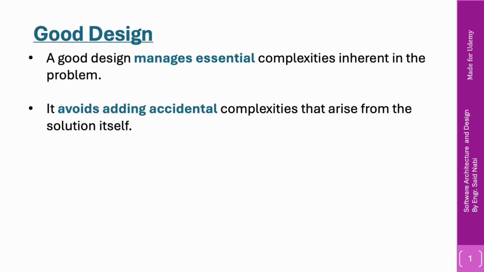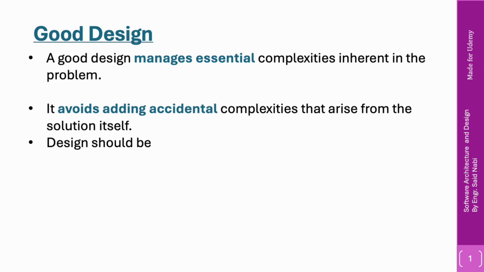So, in good design, we have the property which does not let the design create problems that were not in the original problem. For example, writing a custom encryption instead of using proven libraries adds accidental complexity and a risk.